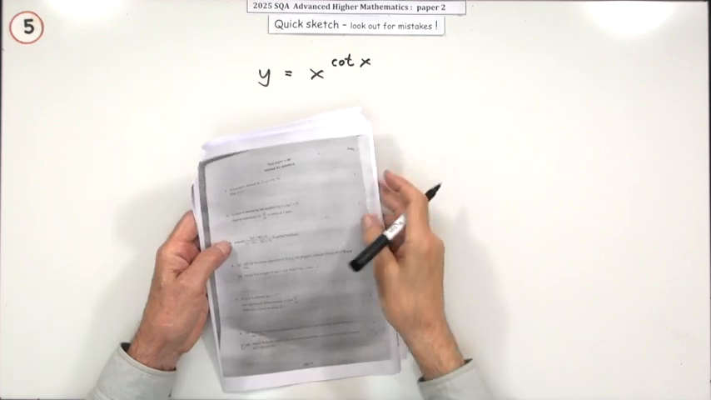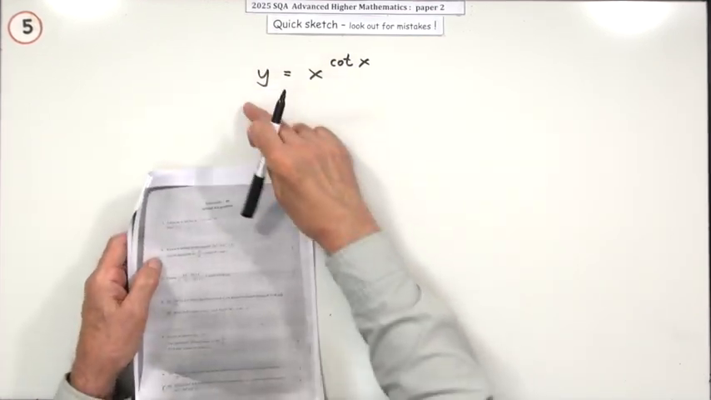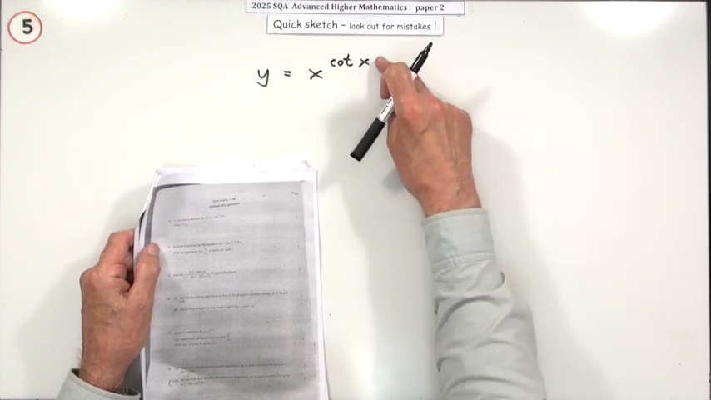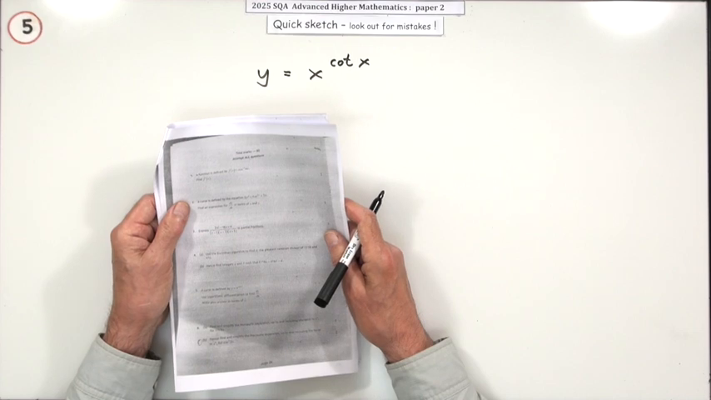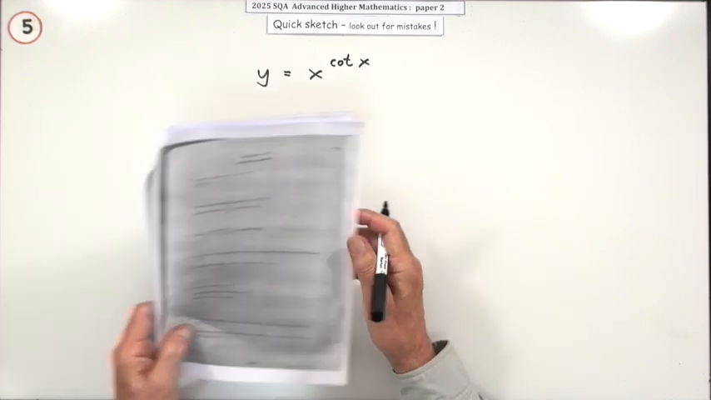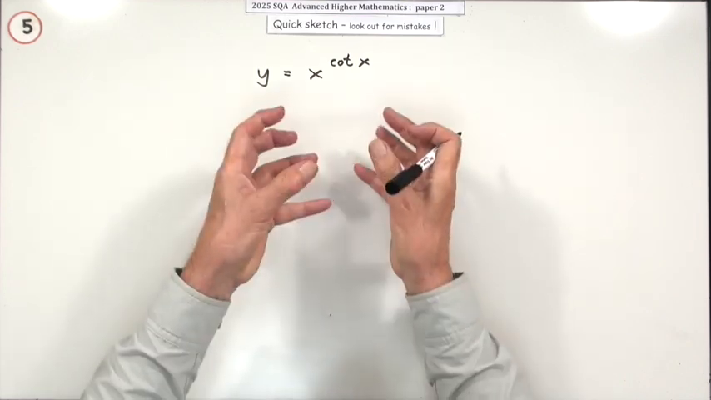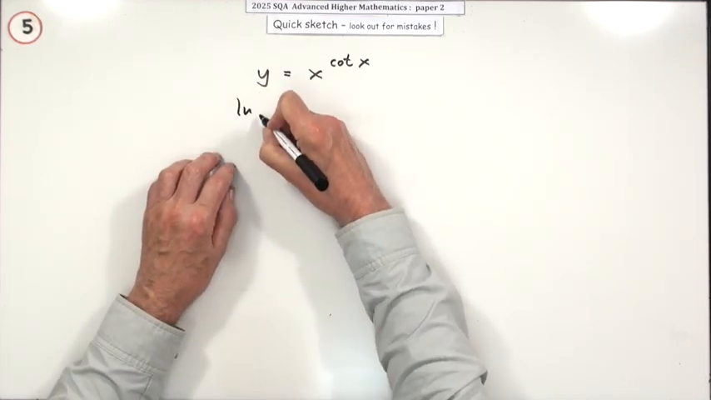So number 5 then, from paper 2 of the 2025 Advanced Higher Maths. The curve is defined by this equation. A bit nasty because there's a power involved which involves the variable. But it says use logarithmic differentiation. You should know to use logarithmic differentiation anyway, because logarithms are what you apply to extract powers. So that just means take the logarithm of both sides.